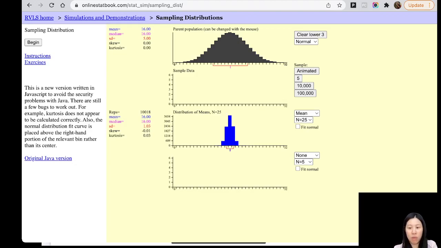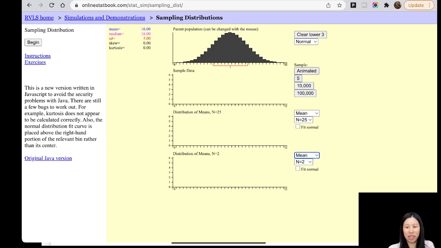Now I want to do another comparison. What if we take a sample size of 2 and see what happens? On the first graph we have the sample size of 25, and the third graph is the distribution of means with a sample size of 25. The fourth one is also a distribution of means, but with a sample size of 2. Let's take 10,000. See what happened.